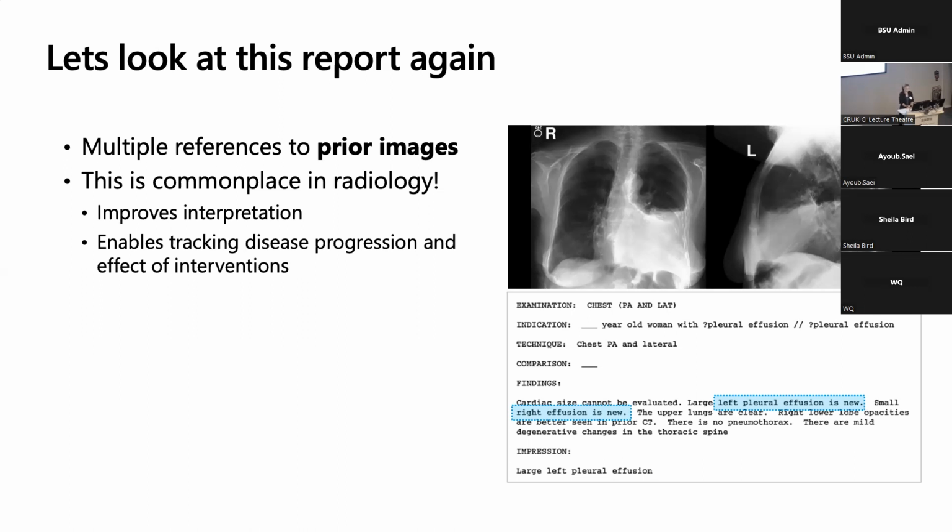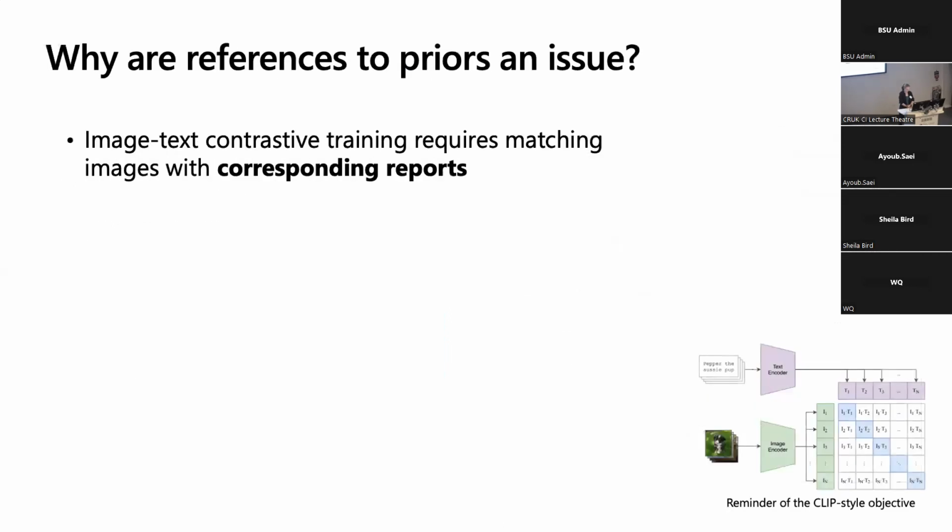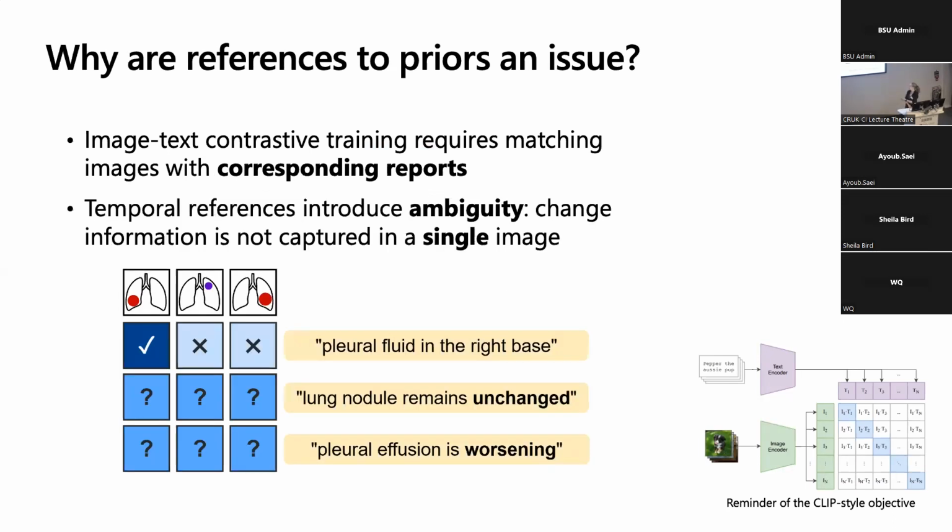So what do you do about this? It can be a challenge. We also know that in this data set, about 40% of the reports actually mention prior images. Remember, we have 200,000 images for about 50,000 patients. Many patients have many images. This is a problem because, remember, we're trying to do this image text matching. But if the phrase lung nodule remains unchanged comes up, and all of my images have a lung nodule in them, which is the right one? So this introduces an ambiguity. When we try and compute this affinity matrix, the model literally can't say which is the correct one, so there's some noise in our training objective.